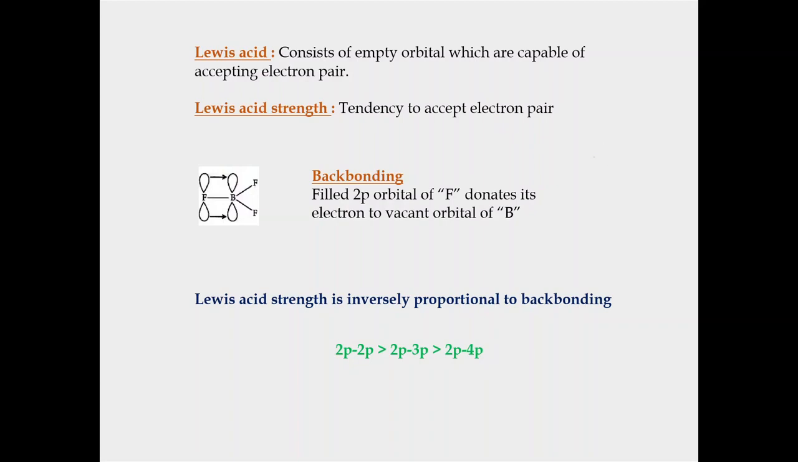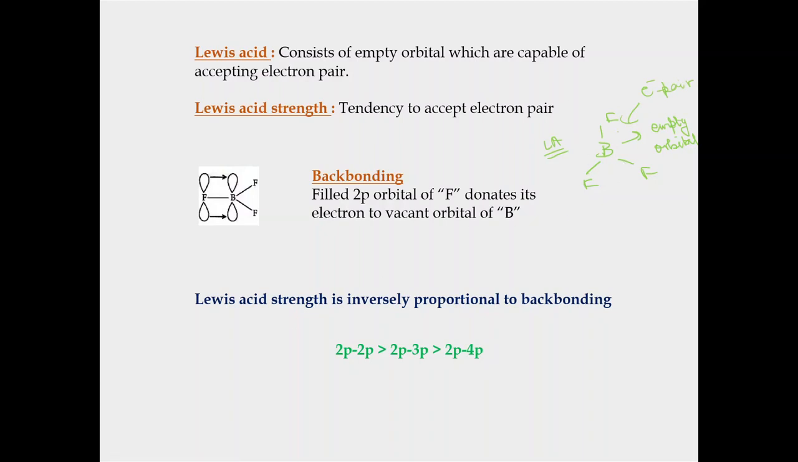So if we take this example, BF3, this is a Lewis acid. Why is this a Lewis acid? Because boron has an empty orbital, and therefore it can accept an electron pair. But there is one more factor which we should take into account, that is back bonding.